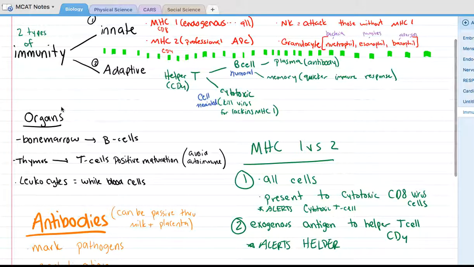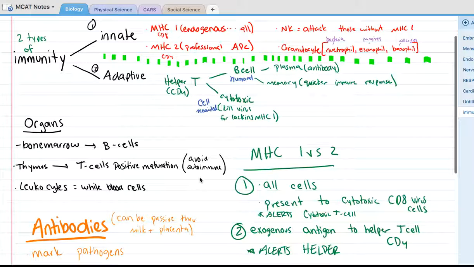Some of the organs in the immune system. So you've got the bone marrow, thymus, and, this is also just a side, leukocytes, which are blood cells. Bone marrow produces B cells, and thymus is where the T cells positively mature, which means they avoid autoimmunity. Anything that's negatively selected, apoptosis will be induced so that it dies and it won't attack your own cells.